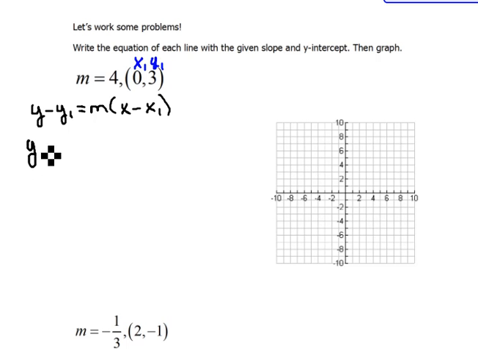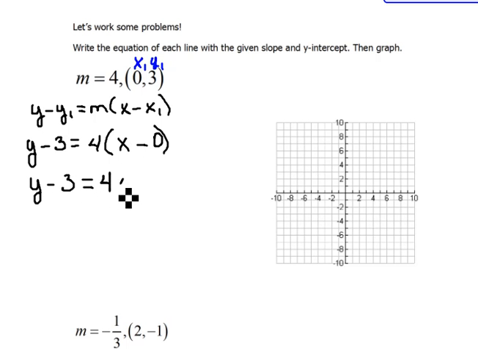So when I plug things in, this would be y minus, the y1 value here is 3, that's what we've designated, equals m, that's the slope here of 4, times x minus x1 is 0. So now when I clean this up, we have y minus 3 equals 4x, and then 4 times 0 is 0, so that's nothing. So this is what we have so far.